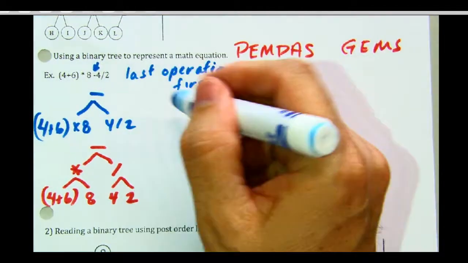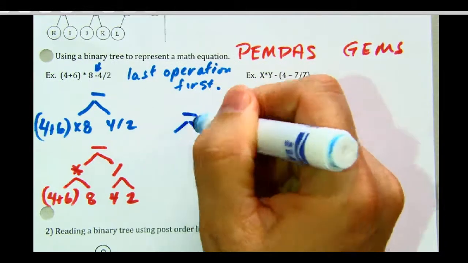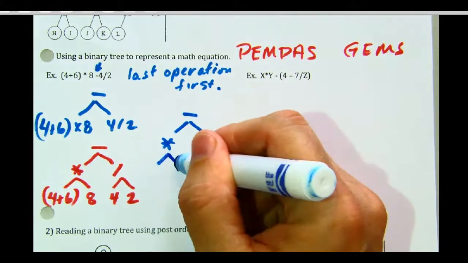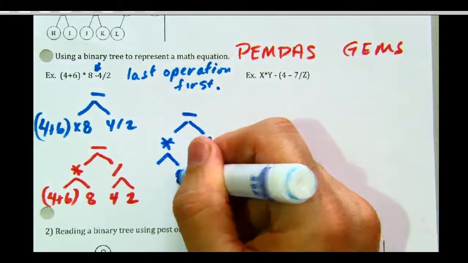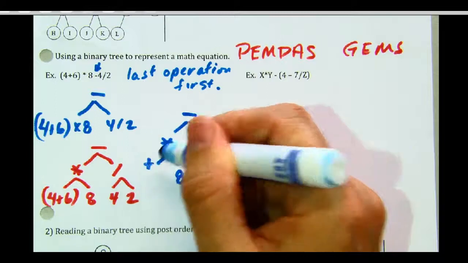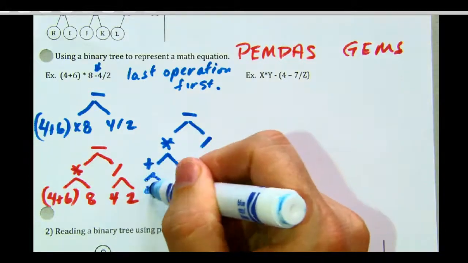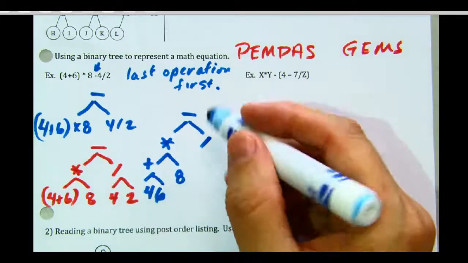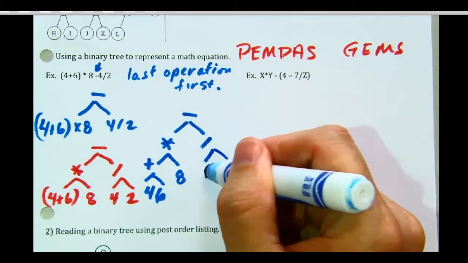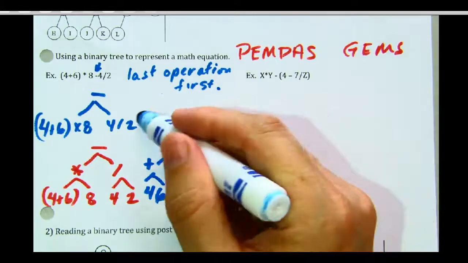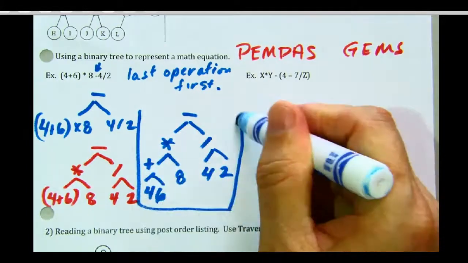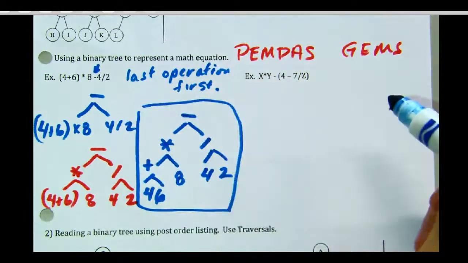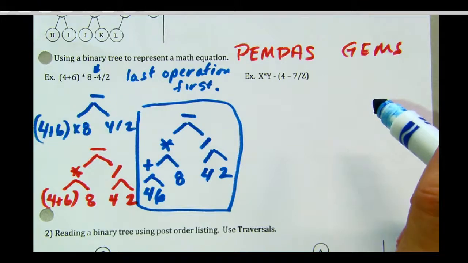So I'm going to start off at the top, multiplication, division. Now you want to split these two up. Well, this is an 8. I want to split this up to a plus, and then I'm going to have my 4 and my 6. That's this 4 and 6 right here. And then here's my division. I already have that, so that's 4 and 2. So this would be a binary tree representation of this mathematical expression here.